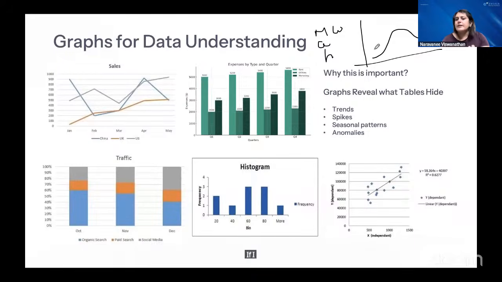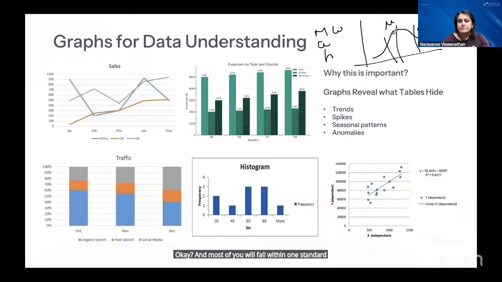If I try to get the ages of all of you, to a certain level, it will look like this. So what is the characteristic of this? You will find that most of you will have your ages very close to the average age. And most of you will fall within one standard deviation.